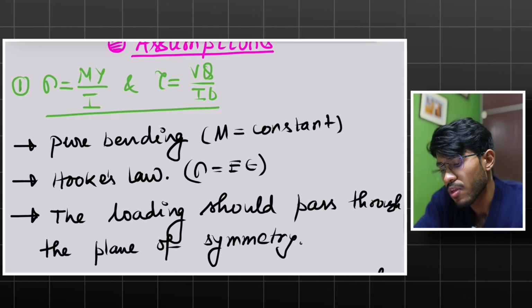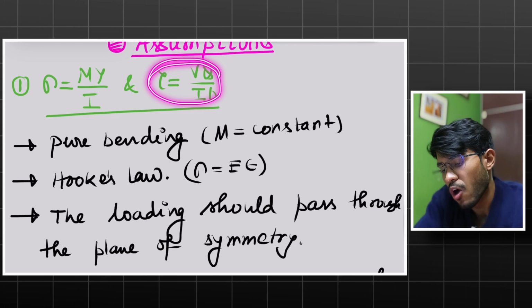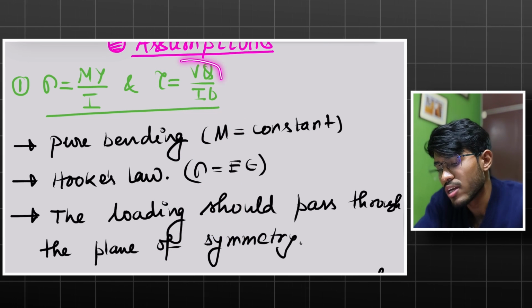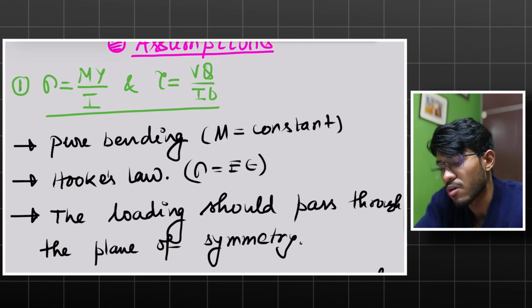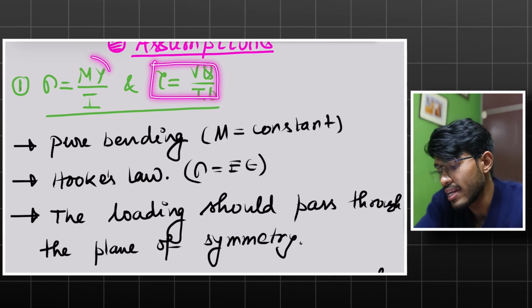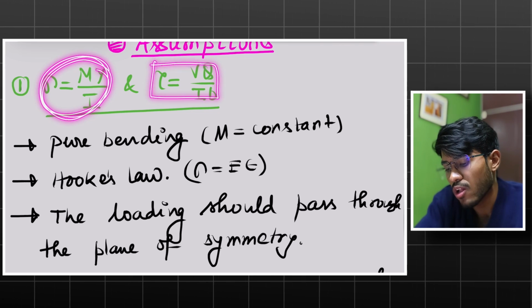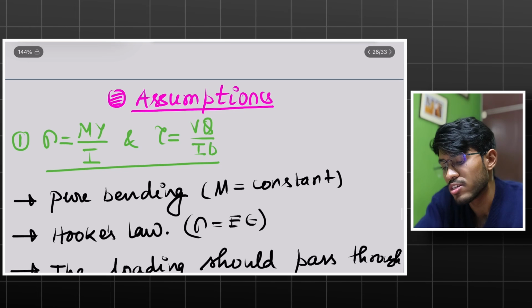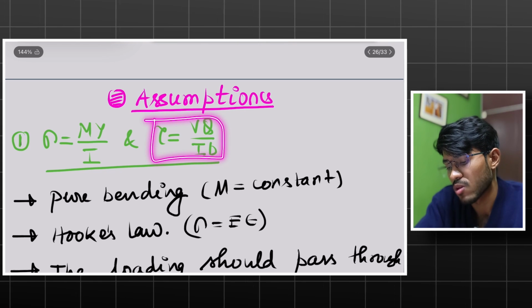Now for this formula also, all these assumptions are valid, because during the derivation of this formula we need them. That means all these assumptions are valid. So these are the same assumptions that we do require for this also.